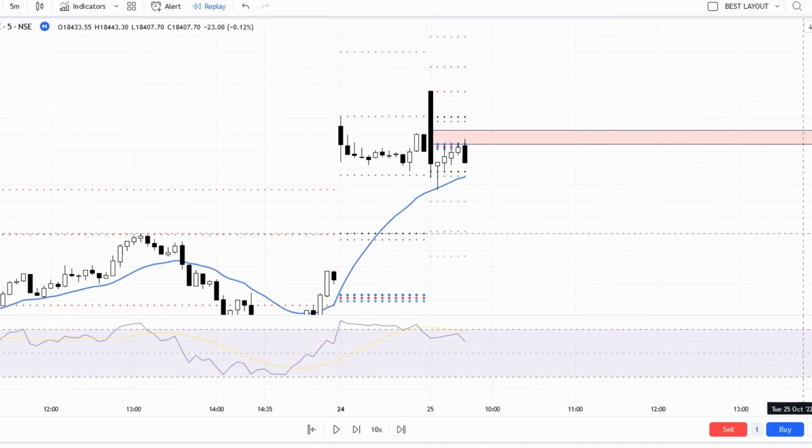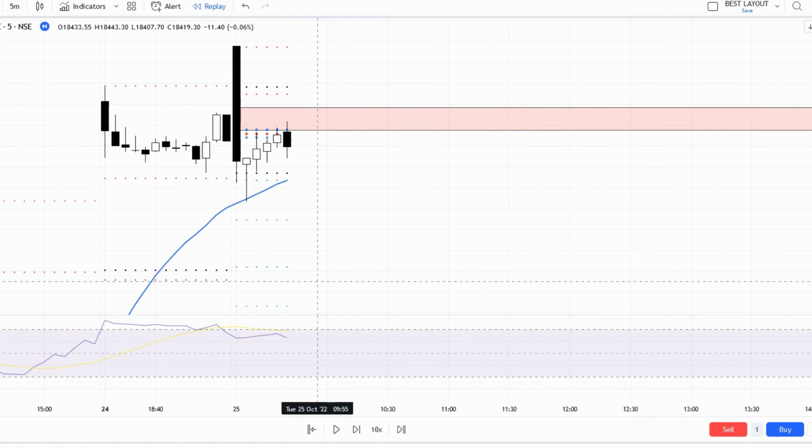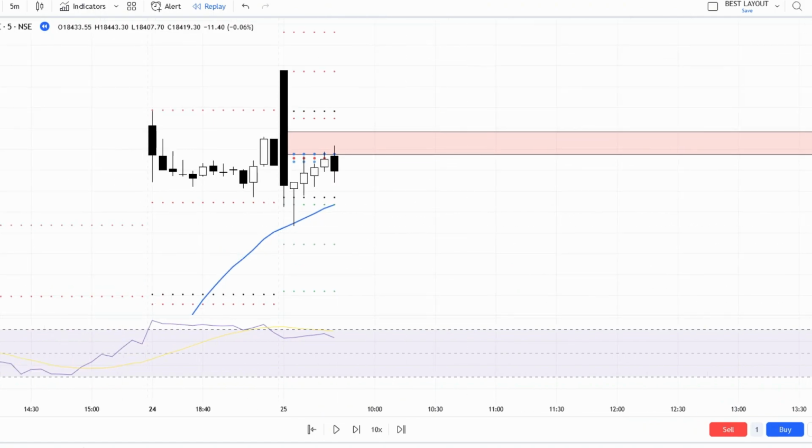This is not a clear rejection. Now here if we see, we cannot call it a clear rejection. Let this zone be tested comfortably. We have a CPR also here, a narrow CPR. So let this zone be tested multiple times, then we'll look for an entry.